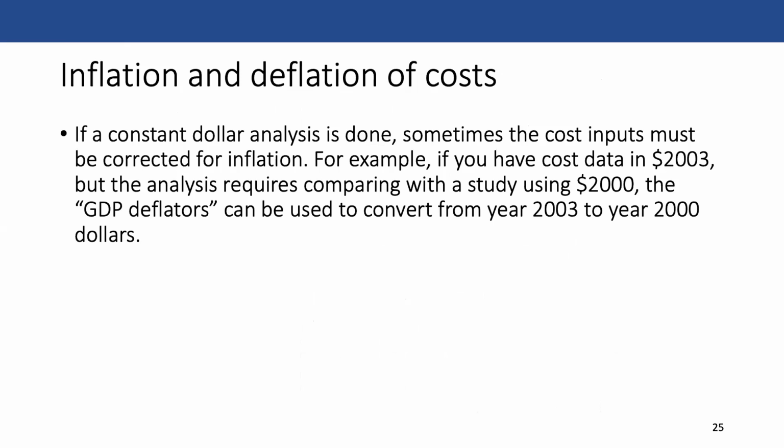And so you can correct for inflation. Sometimes the data that you're working with might be cost data that is in 2003, but the analysis compares to a study in 2000. Then you can use something like a GDP deflator, or I think probably the best thing to use is the CPI, the consumer goods inflation index, to convert between dollars.